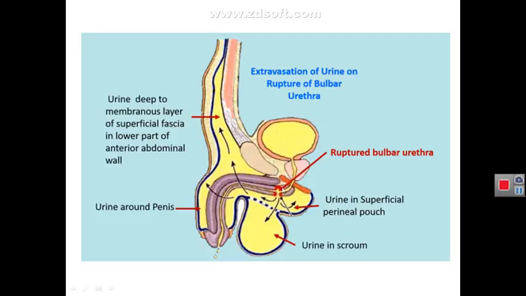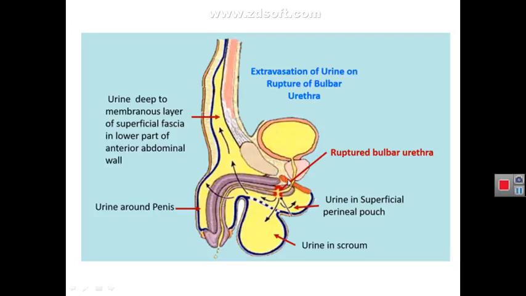Well, just look at this figure. This is the symphysis pubis, this is the urinary bladder, and this is the prostate. The prostate below the urinary bladder contains part of the urethra, which is called the prostatic urethra, the first part of the urethra. Then the urethra passes into the urogenital diaphragm. This is the urogenital diaphragm.